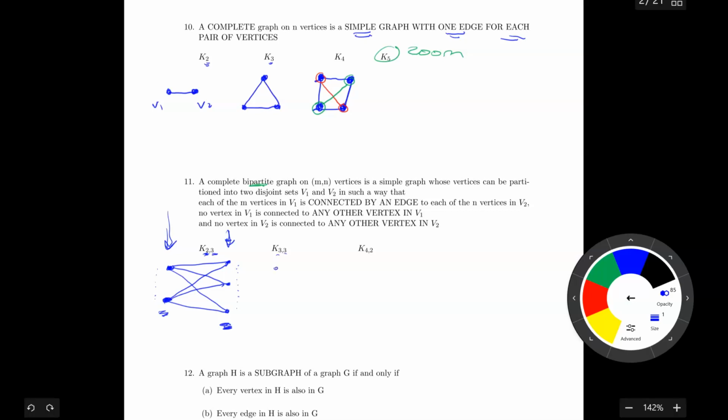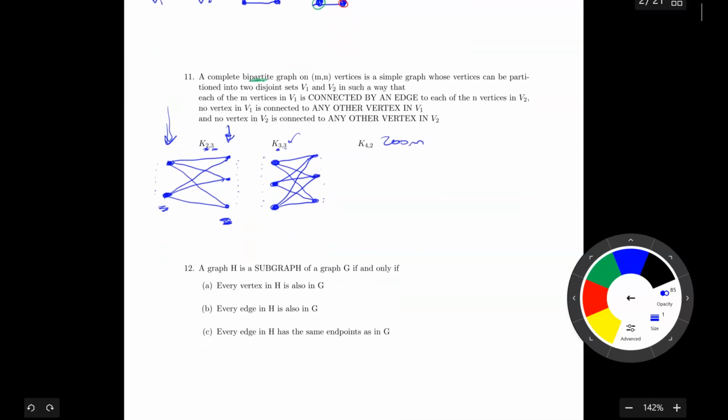Okay, so here we go. K sub 3,3. So this 3 here means I have three vertices on the left-hand side. This 3 here says I have three vertices on the right-hand side. So remember, these vertices are not connected to each other, and these are not connected to each other, but this vertex here gets connected with every vertex on the right-hand side. This vertex gets connected with every vertex, and then this vertex gets connected with every vertex on the right. And I'm going to let you do that one for Zoom. All right, let me make a note of that.